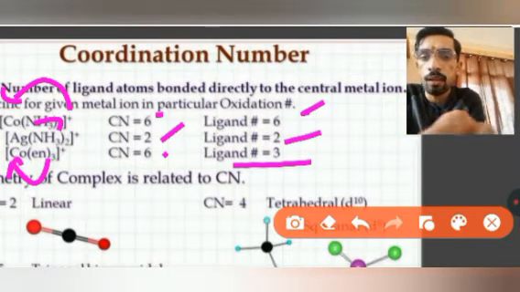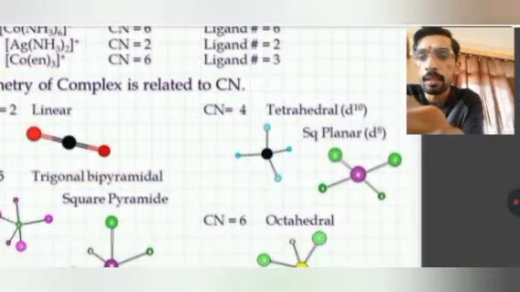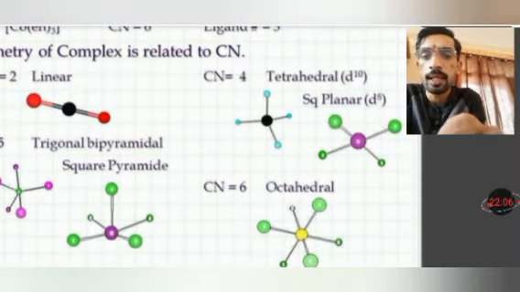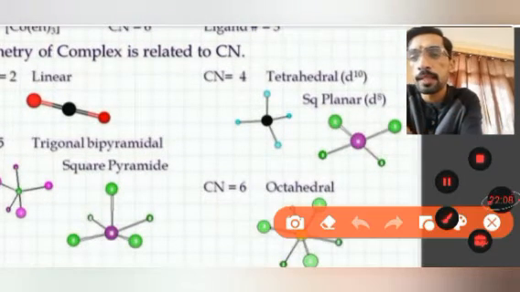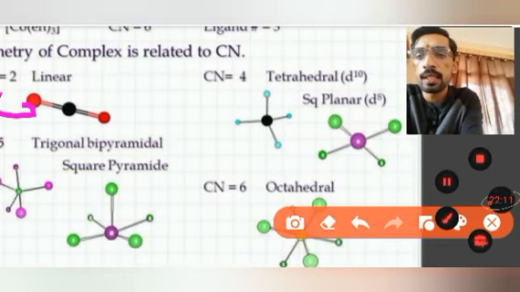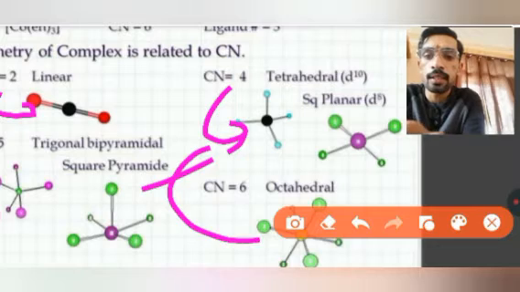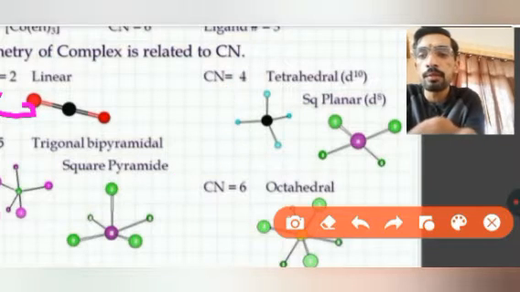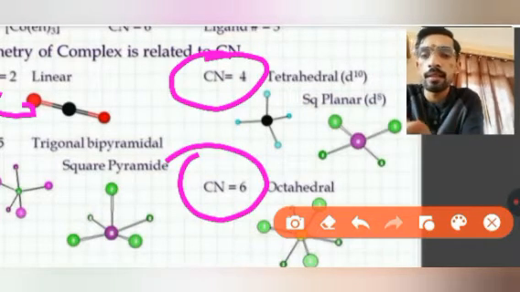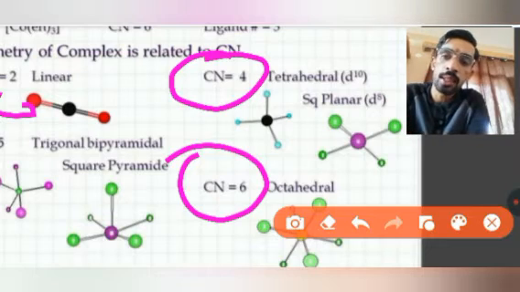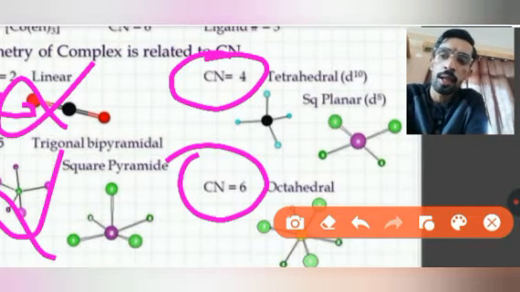Okay, so geometry of complex is related to coordination number. If coordination number 2, it is something like the structure that we have studied in hybridization. If coordination number 2, तो obviously linear structure. If 5, trigonal pyramidal. If 4, tetrahedral or square planar. If 6, octahedral. So in valence bond theory, we will study only this and this. Coordination number 4 and coordination number 6 is there in syllabus. Coordination number 2 and 5 is not there.